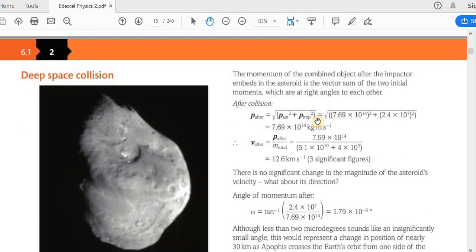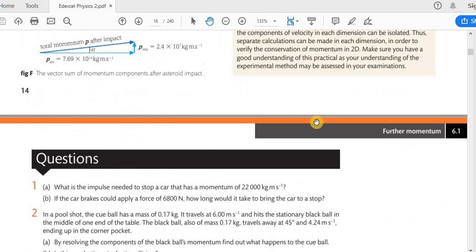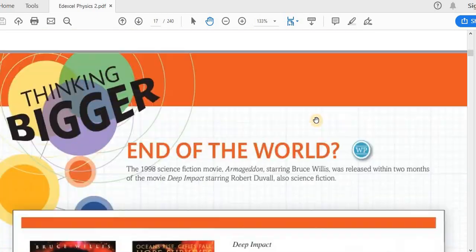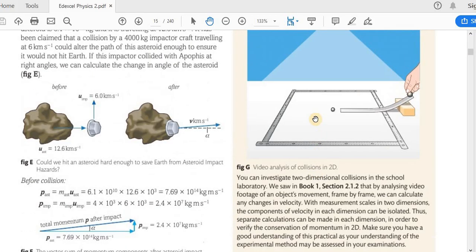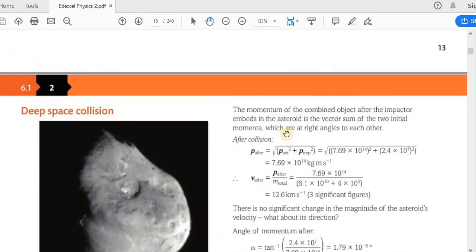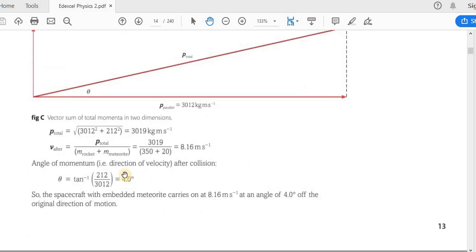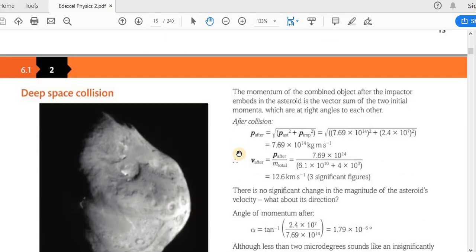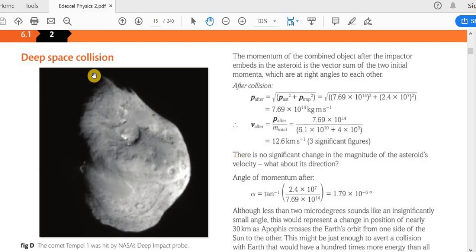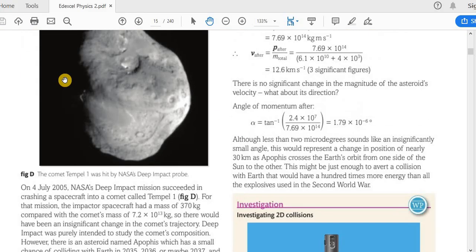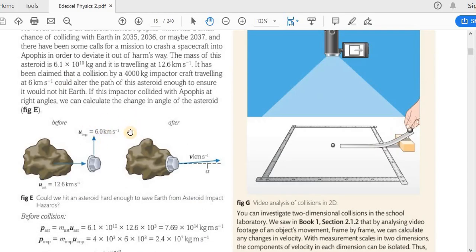So that was one example. Now we have another one here, and after that we are done with the chapter. So let's go through the second example to help you understand this better. If we just review what we learned, we resolve in the horizontal and vertical directions, and then we get the resultant of those two. What happens in the end, after collision, we find the resultant, and after that we can also find the angle, and that way we can get the answer. Very simple. There is another example here, deep space collision, and they have also given us a diagram.